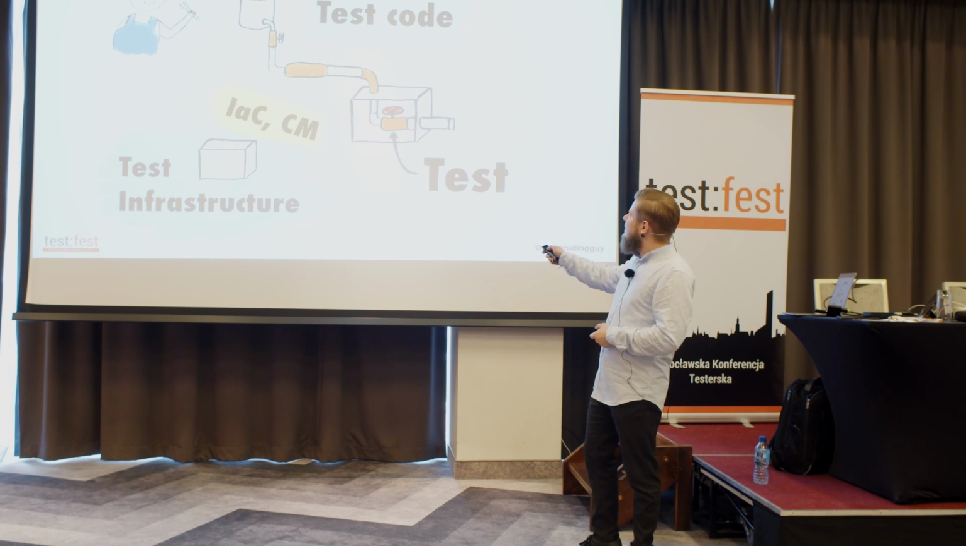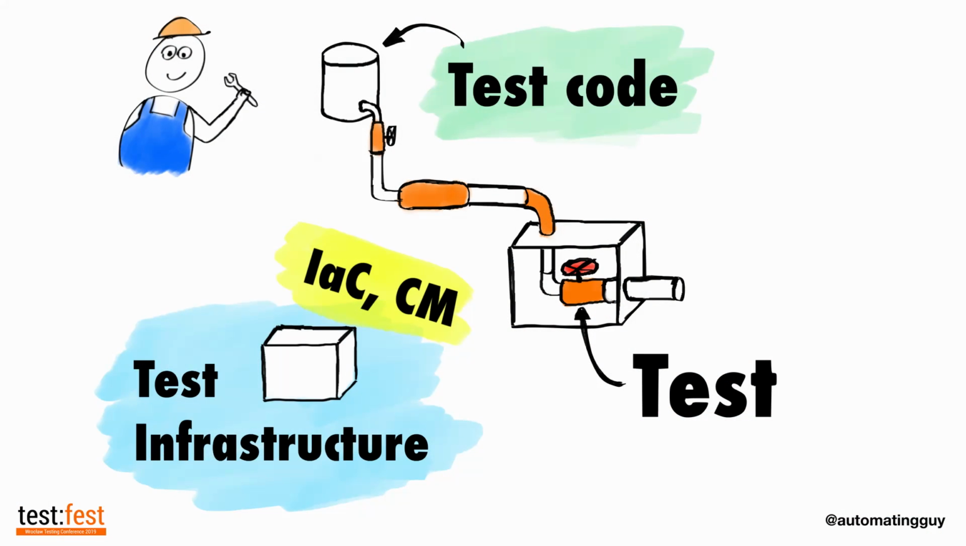Okay, so we have an application up and running, right? So what we can do is we can finally test it, and we can basically run some test automation on that.